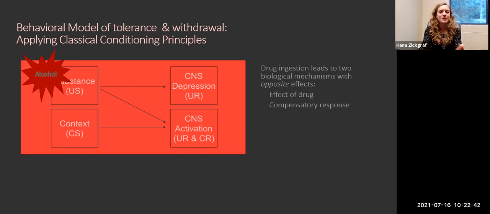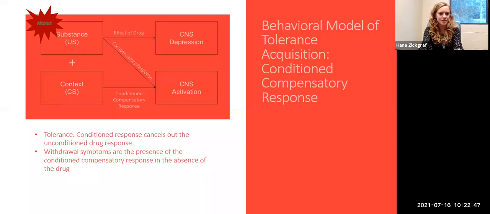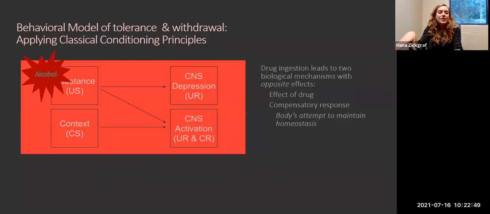So the two unconditioned responses are the effect of the drug and a compensatory response, which reflects the body's attempts to maintain homeostasis. If we think about this in a sort of anthropomorphizing way, what's happening is that your body recognizes that you're about to use a drug. So it smells dirty bong water, or it sees you opening the fridge to get a beer. And those context cues, those sensory cues that have previously been associated with the acute effects of the drug and your body's compensatory response to that drug, signal to your body that you're about to take that drug.